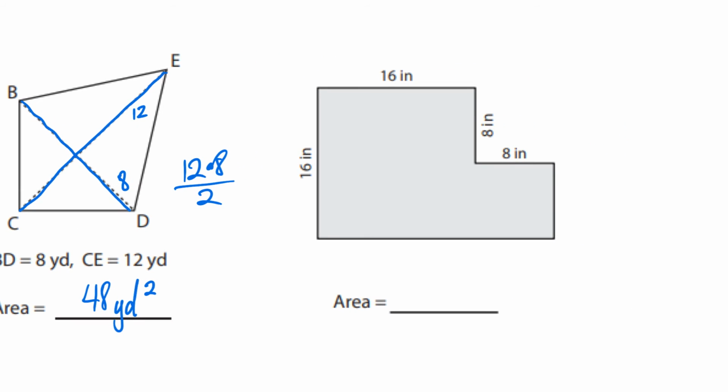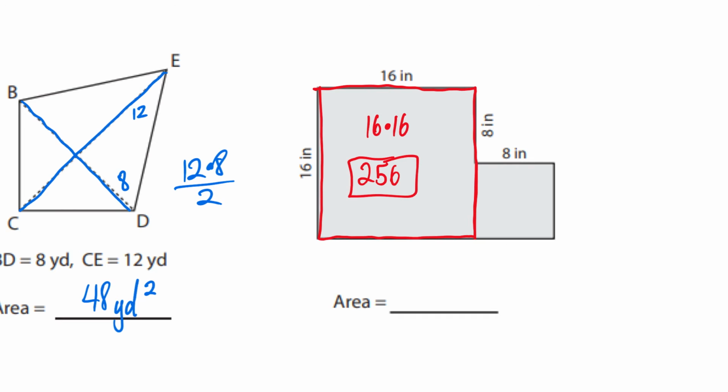Okay, on this last one, we need to split this up into at least two different shapes so that I can find the area of each individual shape. So I'm just going to split it right here. Let's find the area of this piece right here. So how am I going to find the area of that piece? 16 times 16. Yeah, it's just a square, just length times width. So 16 times 16, which is what? 256.